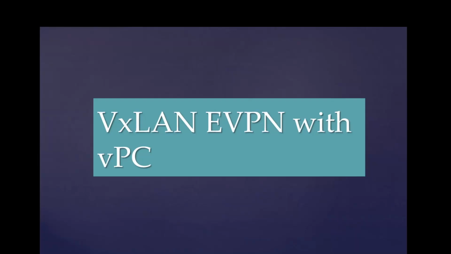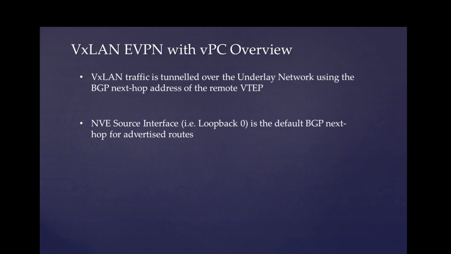Hello friends, welcome back. In this video we will discuss how VxLAN EVPN interacts with VPC for dual attached endpoints that are connected to a pair of VPC switches. Like we discussed in the previous videos, the NVE source interface is the default BGP next hop for advertised routes.